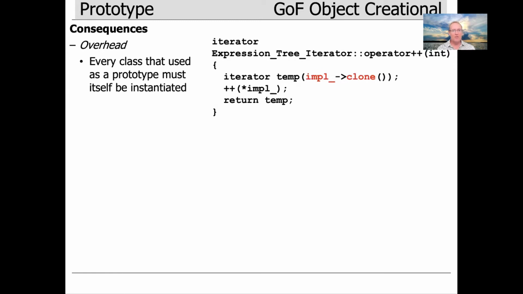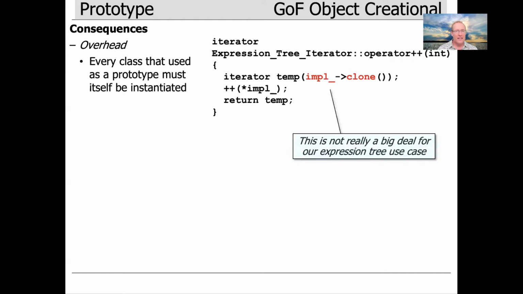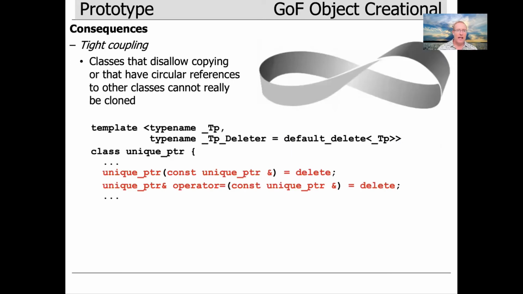There are some downsides, of course. There's potentially more overhead because in order to be able to clone something, you have to have instantiated it. So that means it already has to be created before you can make a copy, which is a little different from, say, the factory method pattern or abstract factory pattern. This turns out not really to be a big deal for our expression tree processing app use case because we already had the iterator impl created, and now we're just using its clone facility to make a copy of it.